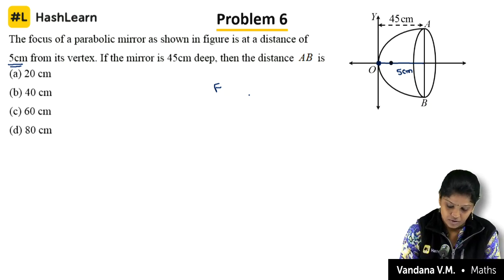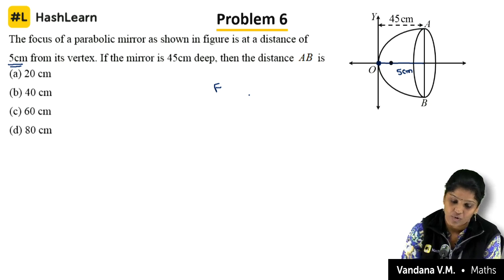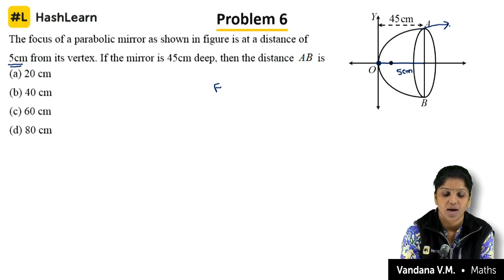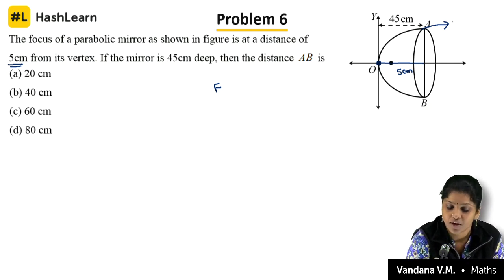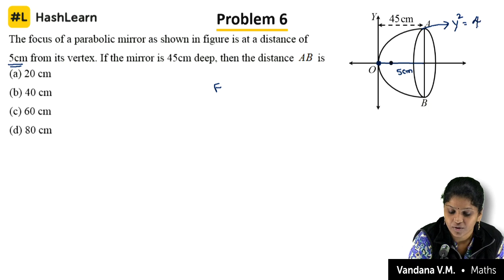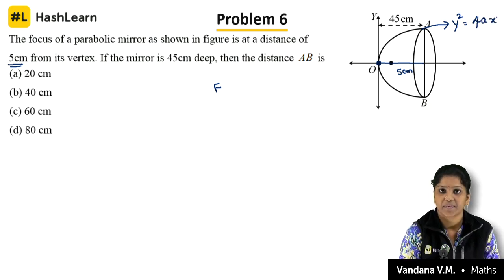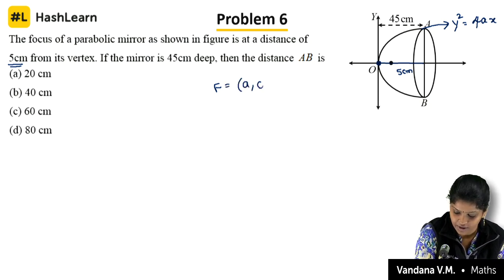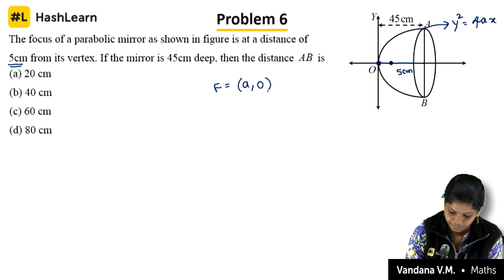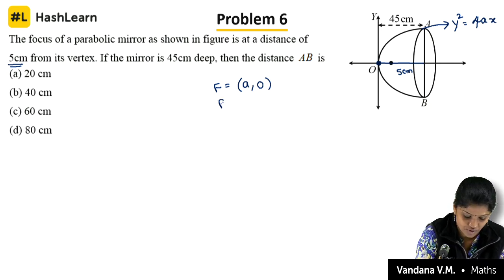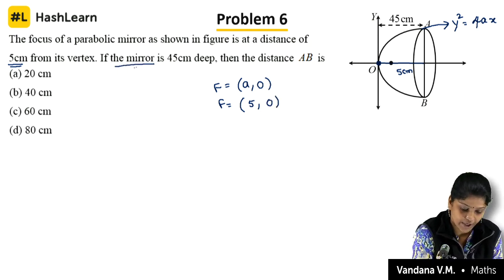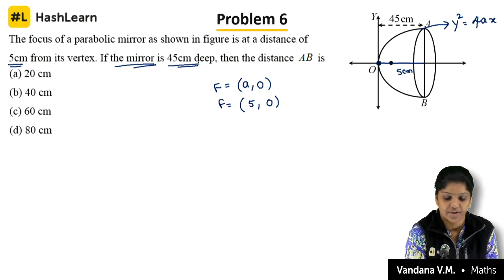Now, they gave the diagram also. I can clearly say that usually this kind of parabola has an equation of the form y square is equal to 4ax. I know the a value. So the focus is a, 0, and the a value I got is 5, so 5, 0. And they gave the depth of the mirror, the depth is 45 centimeter.